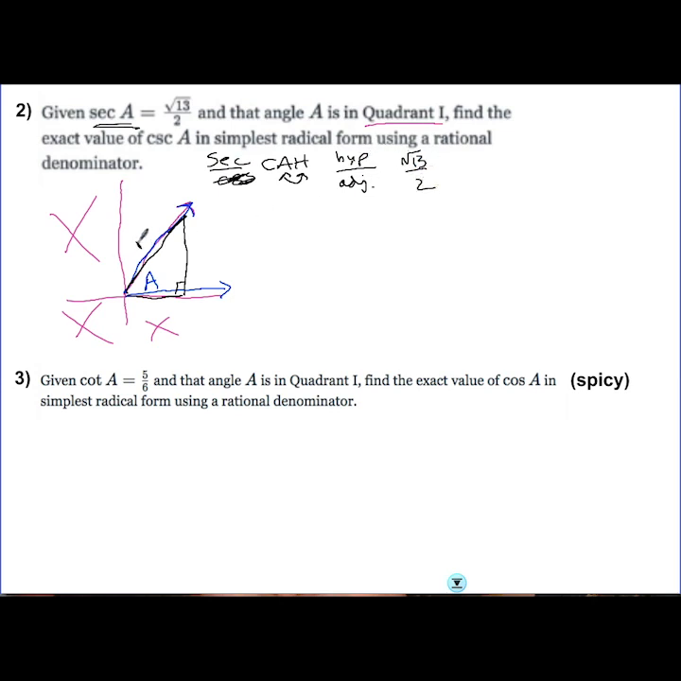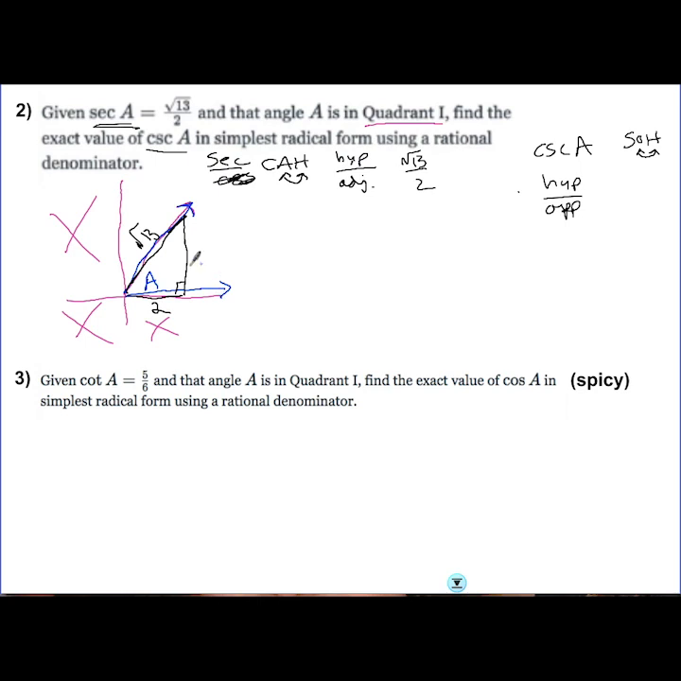root 13. Let's draw it on our picture. And the adjacent side is 2. There's my adjacent side. And if they want me to find the value of cosecant, well, cosecant is the reciprocal of sine, and I use SOH for sine. So the reciprocal is ending up, cosecant is going to be the hypotenuse over the opposite side. If I look at my picture right here, I have the hypotenuse, but I don't have this opposite side. So I can use the Pythagorean theorem to find that.